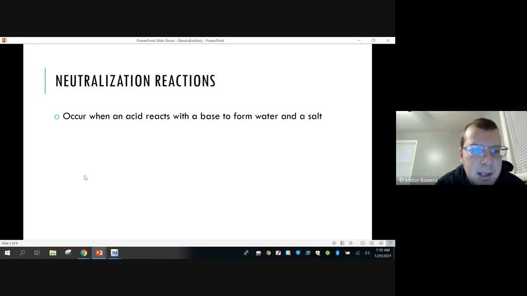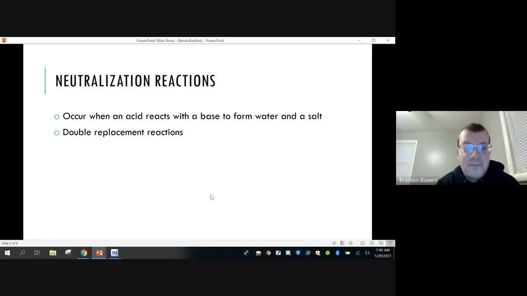Hopefully you remember our five reaction types: combustion, decomposition, synthesis, single replacement, and double replacement. A neutralization is a double replacement. That means we have a compound plus a compound that creates two new compounds. So that's what we're focusing on.